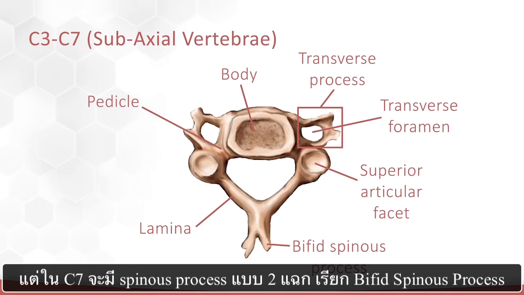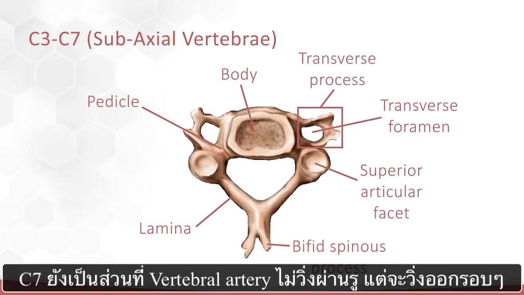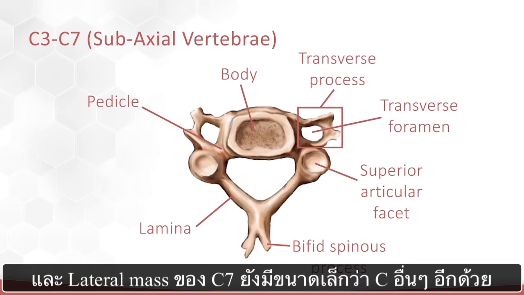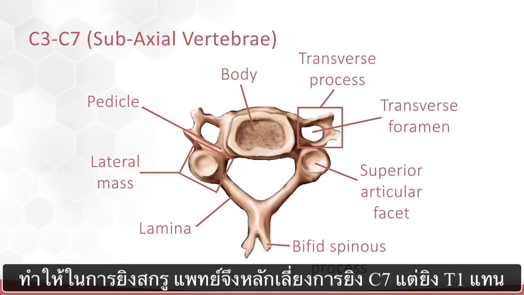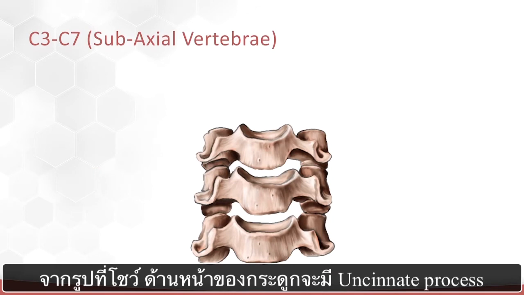C7 typically does not have a split or bifid spinous process for tissue attachment. The vertebral artery also does not run inside the transverse foramen, but rather around it. In addition, the C7 pedicles and lateral masses are comparatively smaller than the other subaxial cervical vertebrae. This is relevant when using posterior fixation in the cervical spine, as surgeons may choose to skip C7 and fixate to T1 instead.